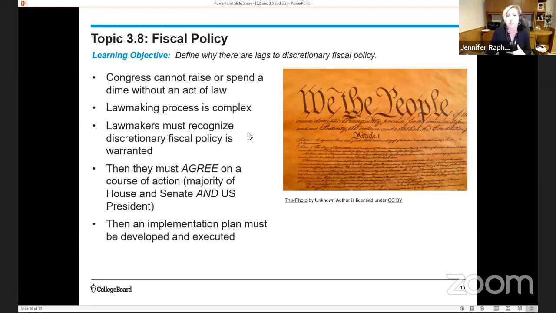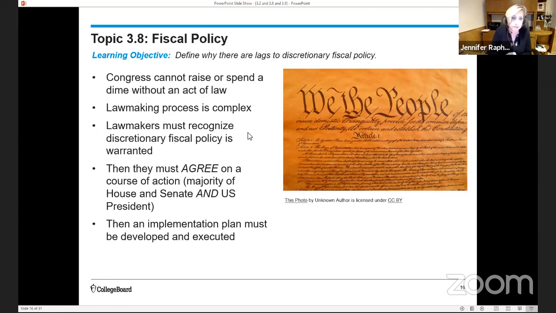So I don't want to belabor the process, but in terms of the real world implications of fiscal policy, recognizing what you're seeing in the news right now as we speak, that could be considered an advantage or a disadvantage when it comes to fiscal policy. This idea that there are lags in terms of when you recognize the policy is warranted, when you agree on what the policy is that you're going to implement, and then developing and executing an implementation plan. All of that takes some time. So that's why discretionary policy might not be as timely as automatic fiscal policy or maybe monetary policy.